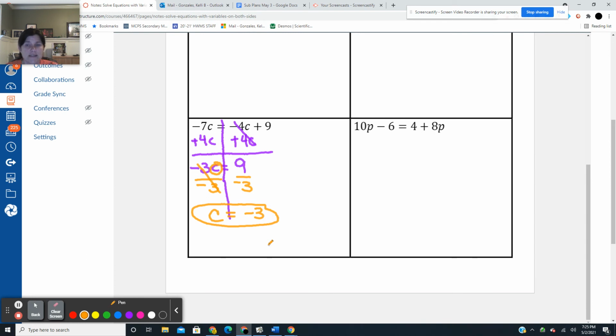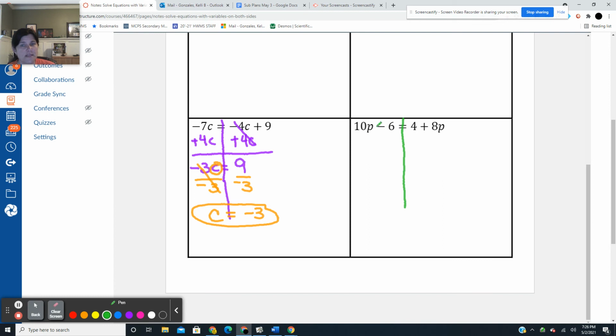10p minus 6 equals 4 plus 8p. All right, and so for this one, when I start and I look at it, see how this one's different? Both p's have numbers associated with them. So I am going to just draw my line down. I can pick either p to eliminate. I'm going to pick the smaller one.